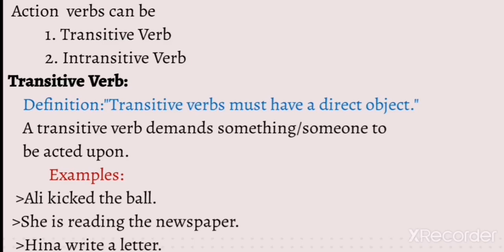So जिस तरह verb से पता चलता है that who is performing the action, इस तरह object से हमें पता चलता है that who receives that action. जिस तरह उर्दू में एक को हम कहते हैं फाइल और दूसरे को हम कहते हैं मफऊल. A transitive verb demands something, someone to be acted upon. जब transitive verb आएगा subject के बाद तो ये transitive verb object को demand करेगा.